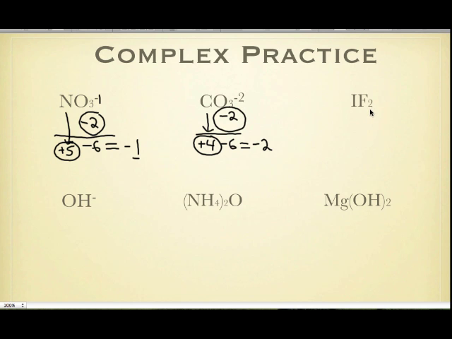IF2. Uh-oh. This is tricky. Well, it doesn't have a charge, so that makes it easy. It all adds up to 0, right? It all adds up to 0, but I've got 2 halogens. They're both negative 1. No big deal. Oh, you're adding 2 negative charges.